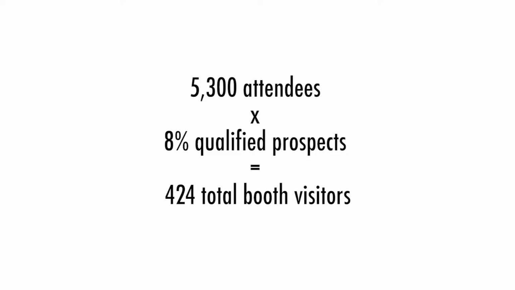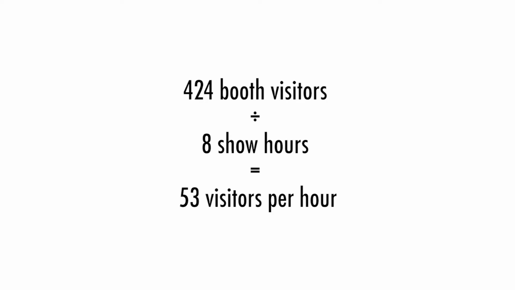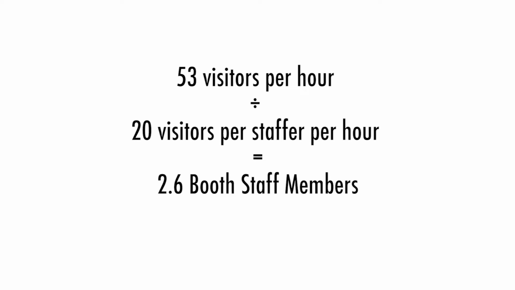The formula your booth staff needs will look like this. 5,300 attendees times 8% qualified prospects equals 424 total booth visitors. 424 booth visitors divided by 8 show hours equals 53 visitors per hour. 53 visitors per hour divided by 20 visitors per staffer per hour equals 2.6 booth staff members. And obviously, you will want to round that number up. This means that you will need a total of 3 booth staff members.